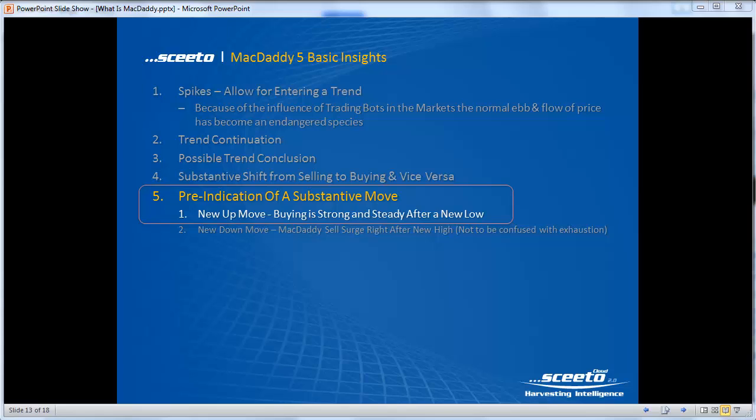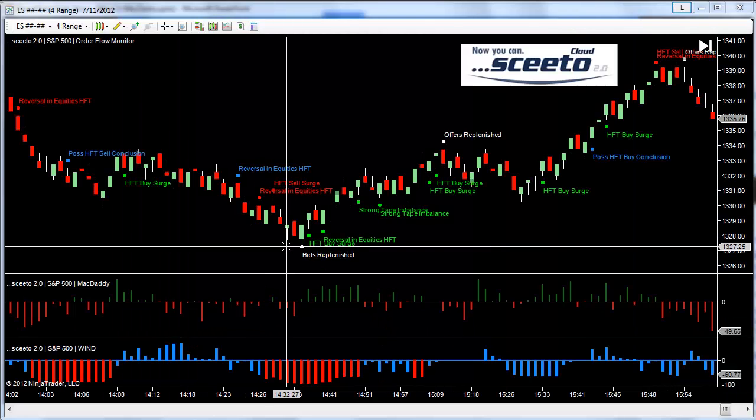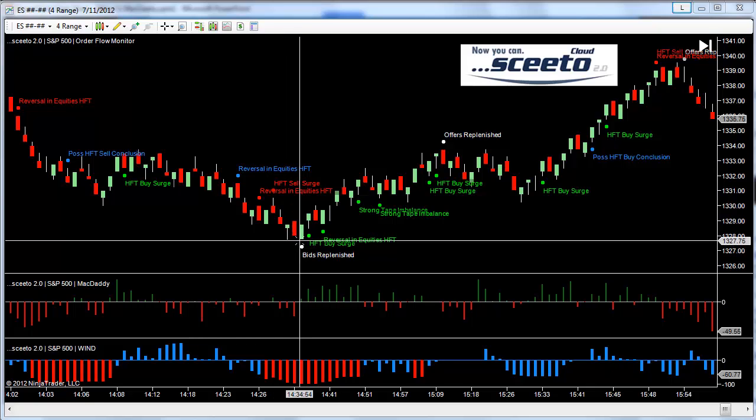Today's tape action in the S&P 500 offered a solid example of insight number 5, where we were given a pre-indication of a new move up when we saw steady buying after the low of the day was put in. Between 2:32 and 2:34 p.m., we saw a double bottom put in at the price point of $1327.75.